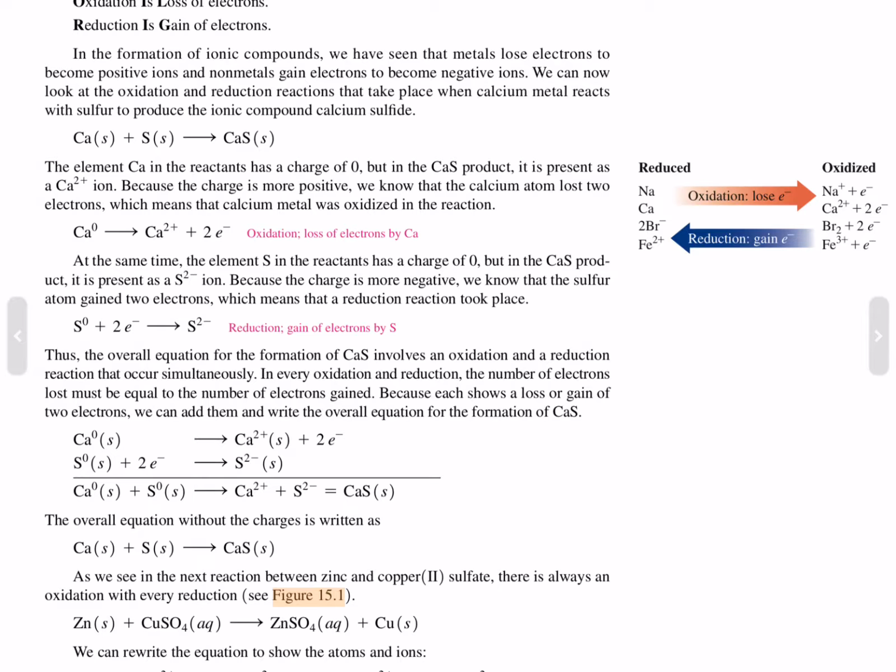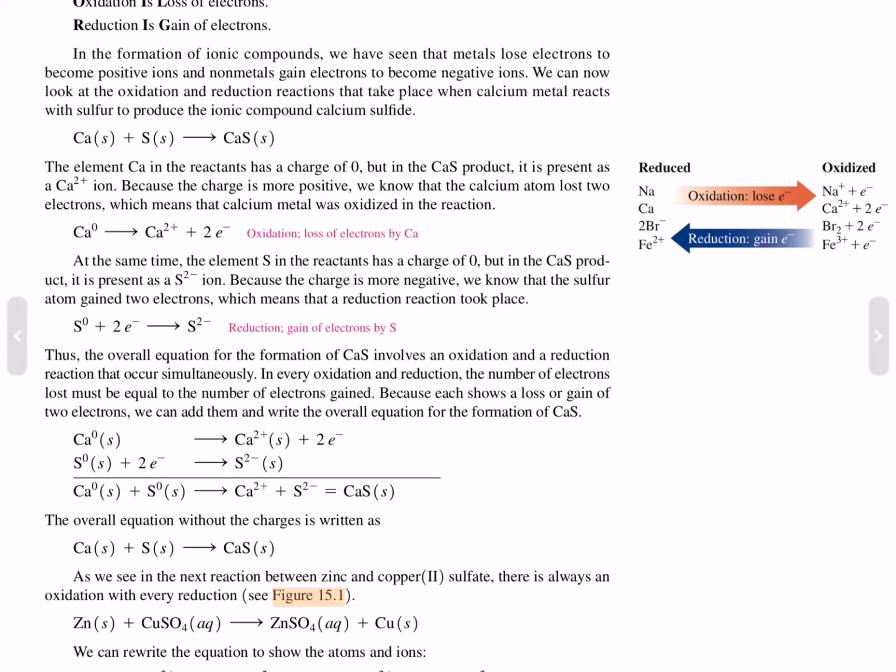We can now look at the oxidation and reduction reactions that take place when calcium metal reacts with sulfur to produce the ionic compound calcium sulfide. Calcium solid plus sulfur solid yields calcium sulfide solid. The element calcium in the reactants has a charge of 0, but in the calcium sulfide product, it's present as a calcium 2+ ion. Because the charge is more positive, we know that the calcium lost 2 electrons, which means the calcium metal was oxidized in the reaction.